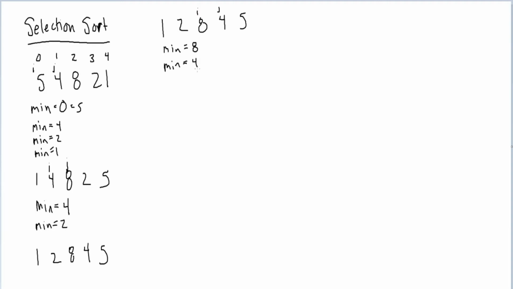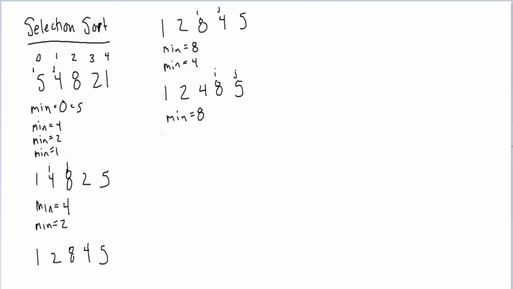And we're going to say, is 5 less than 4? It is not. So now we swap 4 and 8. 1, 2, 4, 8, 5. Now our indices move up 1. So now this becomes i again, and this is j. So then we take our min and we set it back to i, which is 8.